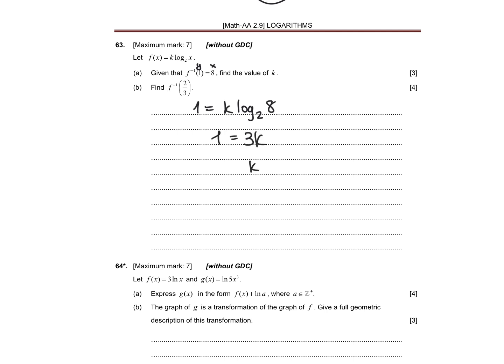So k is 1/3. Now we want the inverse at 2/3. So we've got 2/3 equals 1/3 log base 2 of x. So multiplying by 3, we're going to have 2. And then writing it exponentially, we're going to have x equals 4.